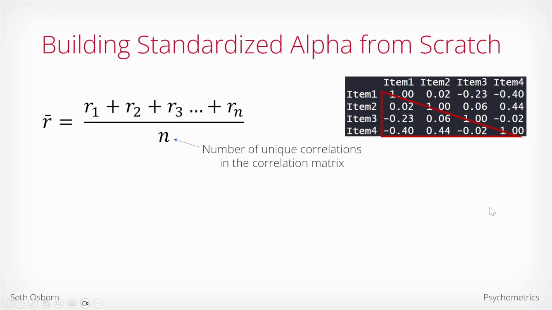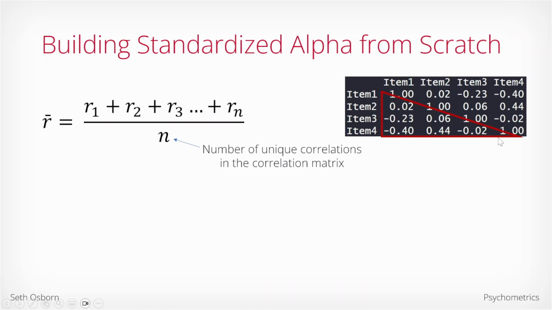Whenever I'm talking about the average inter-item correlation, I'm really just averaging, which means add things up and divide by the number, at least if you're talking about the arithmetic mean, which is what we are talking about in this video. So we can add up the correlations and divide by the number of them. But to clarify, when I say that, I'm specifically referring to the number of unique correlations.